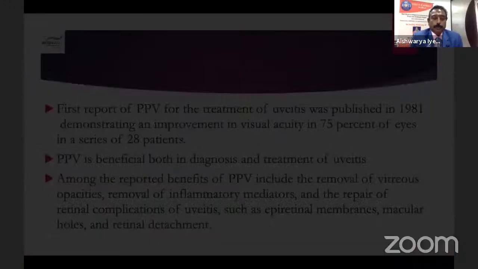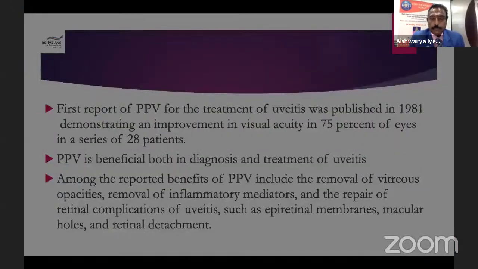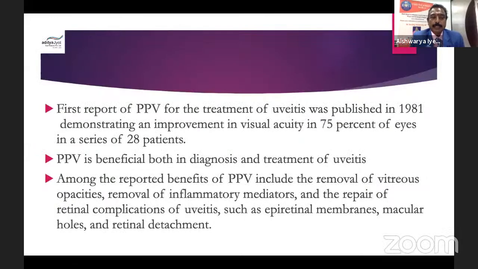The first report of pars plana vitrectomy for the treatment of uveitis was published in 1981, demonstrating an improvement in visual acuity in 75% of eyes in a series of 28 patients. Pars plana vitrectomy is beneficial both in diagnosis and treatment of uveitis. Among the reported benefits of pars plana vitrectomy include the removal of vitreous opacities, removal of inflammatory mediators, and the repair of retinal complications of uveitis, such as epiretinal membrane, macular holes, and retinal detachment.